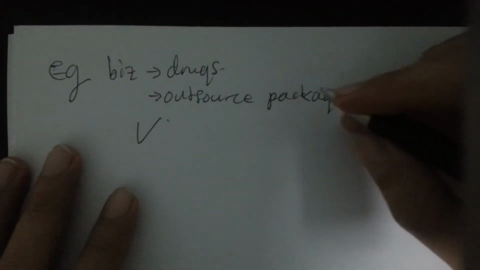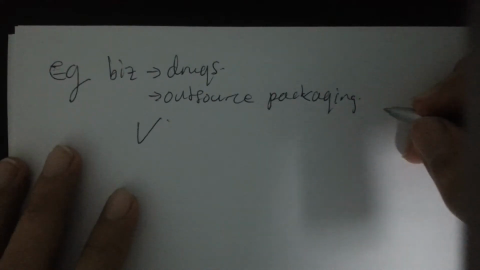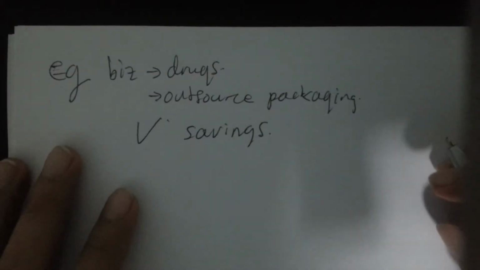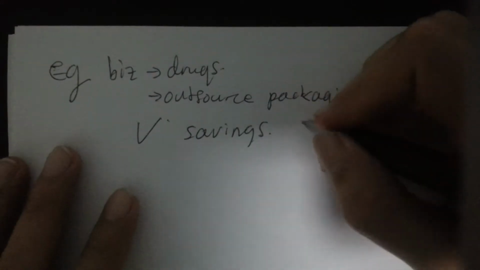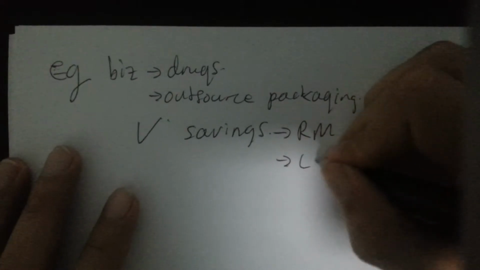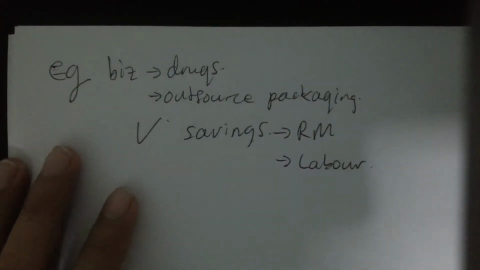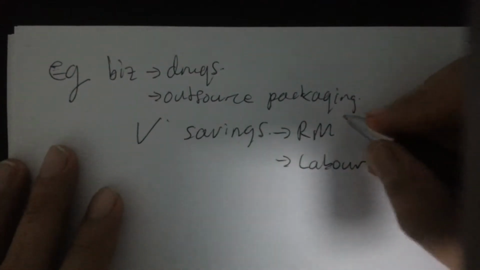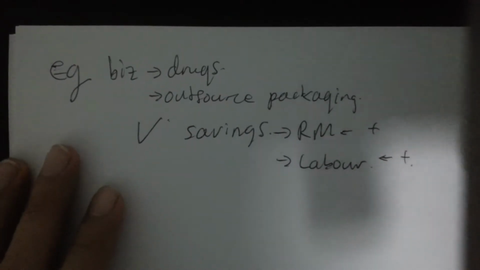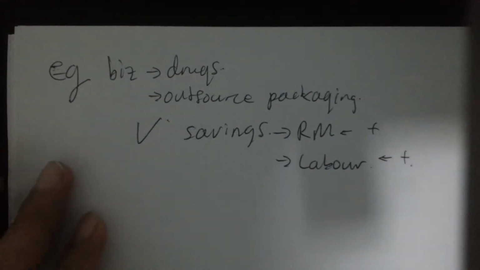Now, relevant costs, when you talk about outsourcing the packaging of drugs, would be, for example, savings. If you outsource your packaging to another company, then you have savings. What kind of savings would that be? Savings in terms of raw materials, savings in terms of labor costs, because you no longer need to employ those people who used to do the packaging. And these two will form positive cash flows in your NPV calculation, right?